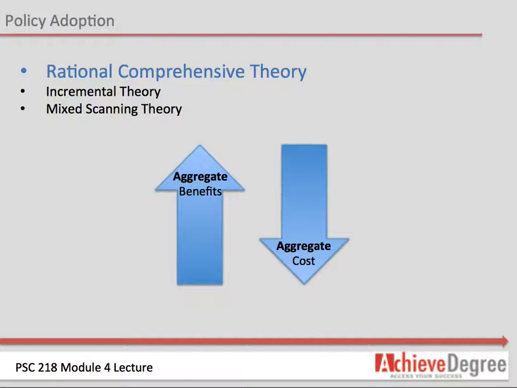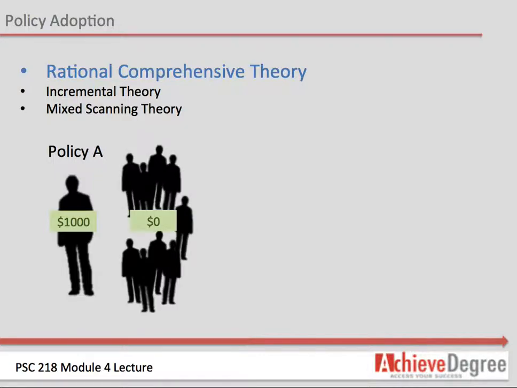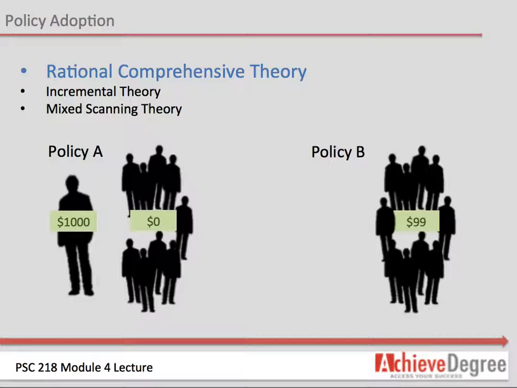Consider the following example. The outcome of policy A is that one individual receives $1,000 and the other 9 individuals receive $0. The aggregate or sum receives $1,000 and great disparity. The outcome of policy B is that all 10 individuals receive $99. The aggregate receives $990 and absolute equality, no disparity.